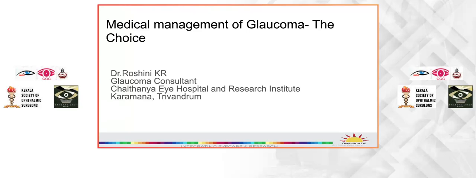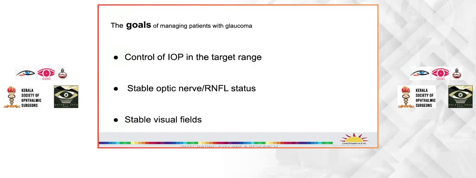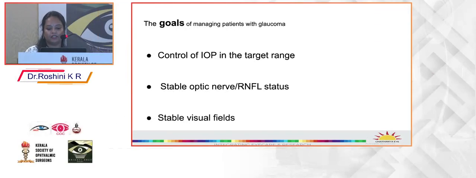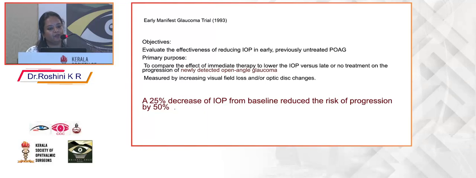The medical management of glaucoma, the choice. The goals of managing patients with glaucoma are control of intraocular pressure in the target range, stable optic nerve and RNFL status, and stable visual fields. The benefit of controlling intraocular pressure has been well established in our landmark studies. According to the Early Manifest Glaucoma Trial, a 25% decrease of IOP from baseline reduced the risk of progression by 50%.